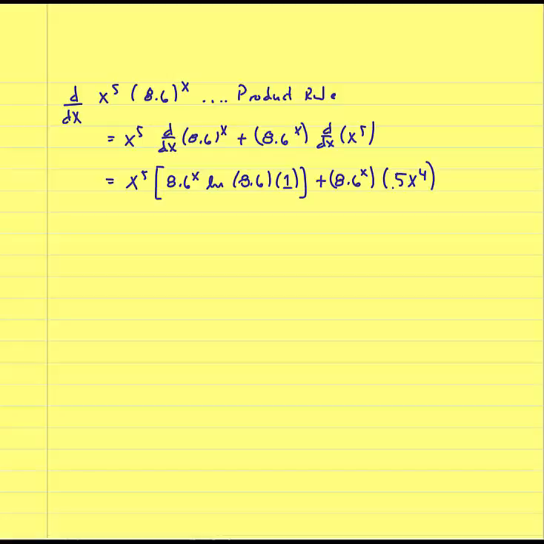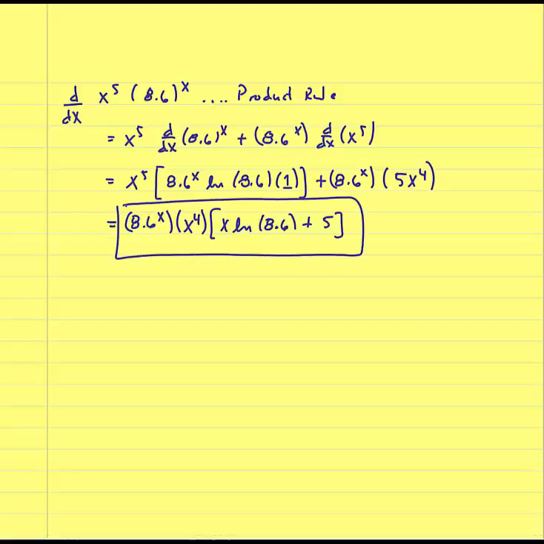So here's my simplification. Now when I'm looking at this, I think I can pull out an 8.6 to the x, and I think I can also pull out an x to the fourth. So 8.6 to the x times x to the fourth, that's going to leave me with an x here, x ln of 8.6 plus 8.6 to the x. Everything else is factored out, so that leaves me with a plus 5 there at the end.